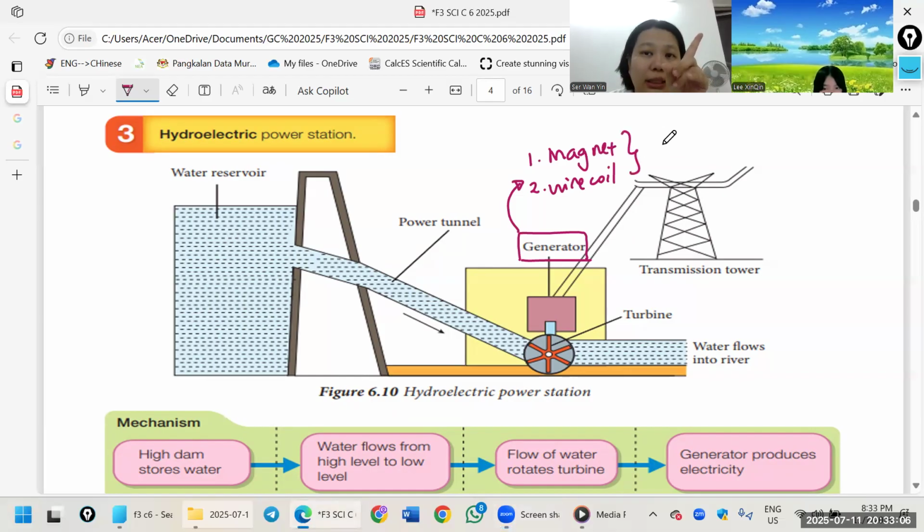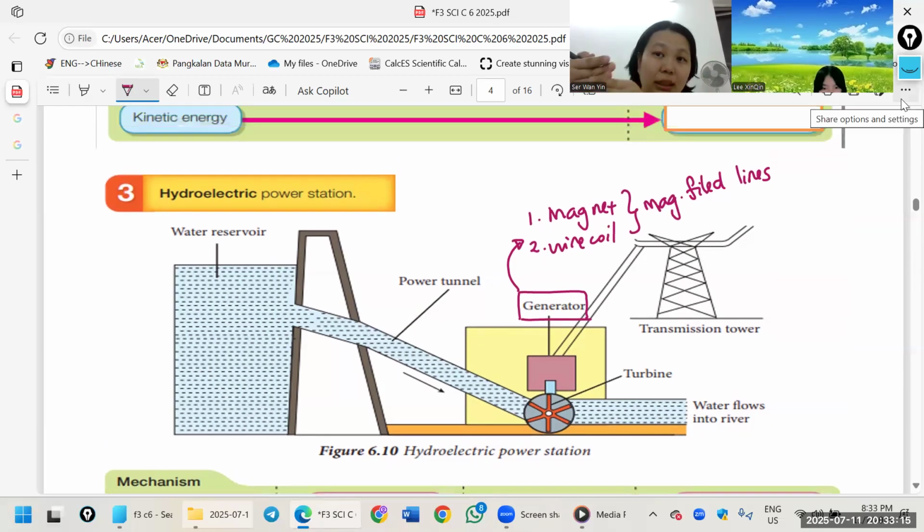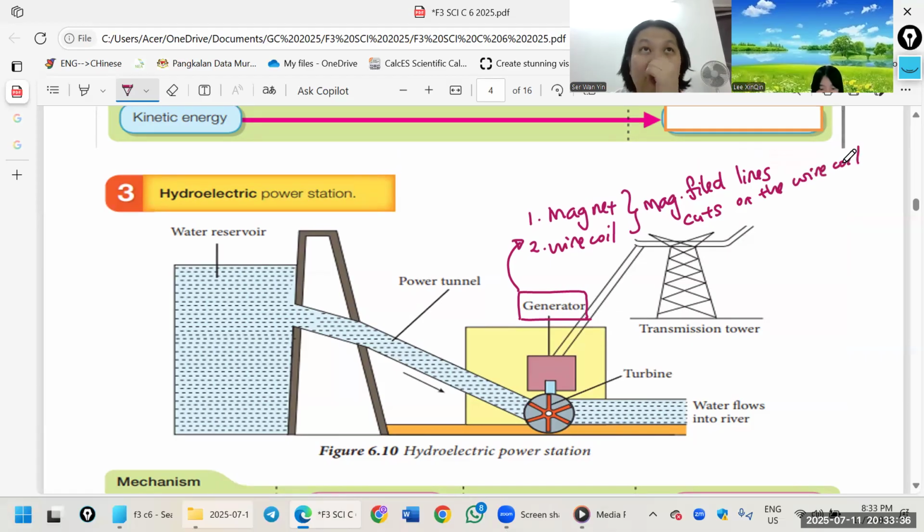so that the magnetic field lines cut on the wire coil. Did I tell you cutting the wire coil is like tapping rubber, like bubble tea, the bubble? So cutting on the wire coil is like we tap, we make the bubble move. You can treat the bubble as current.